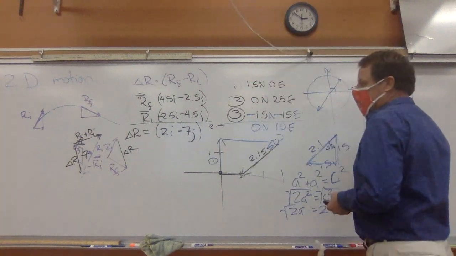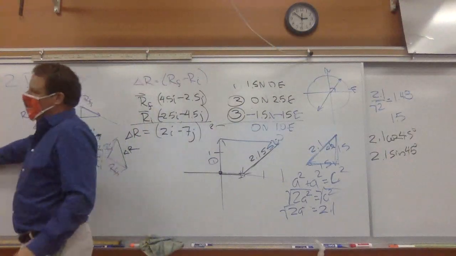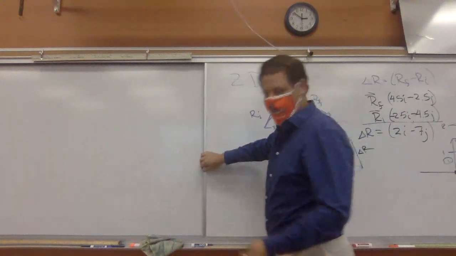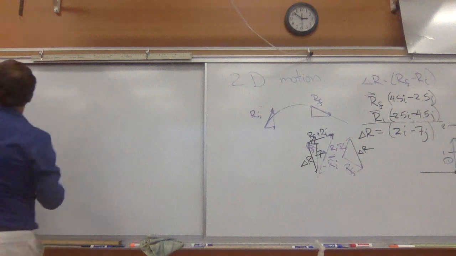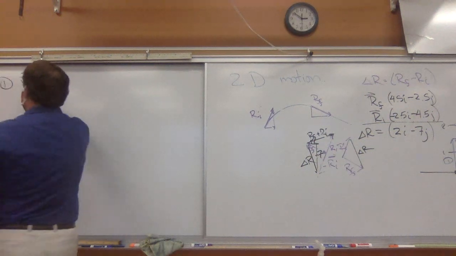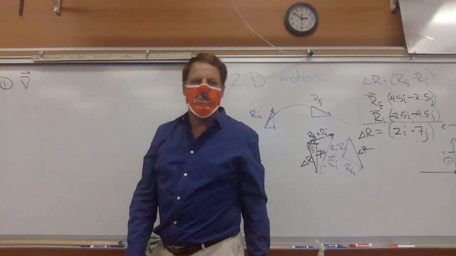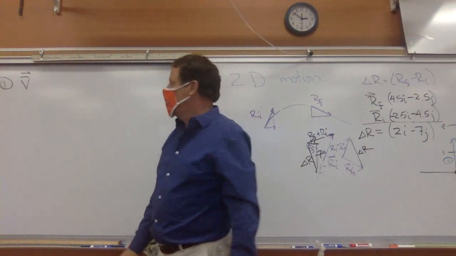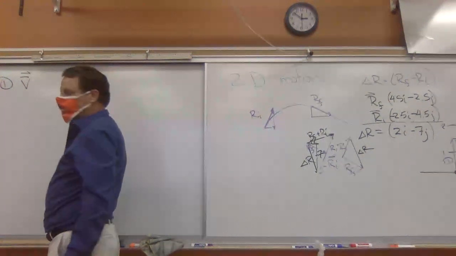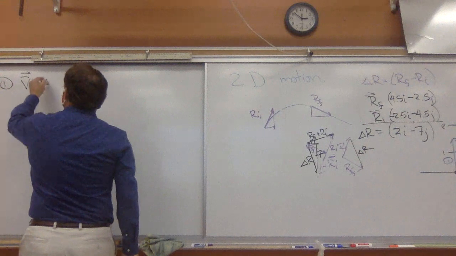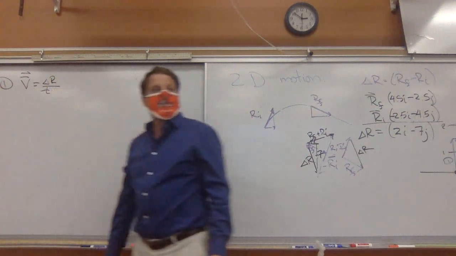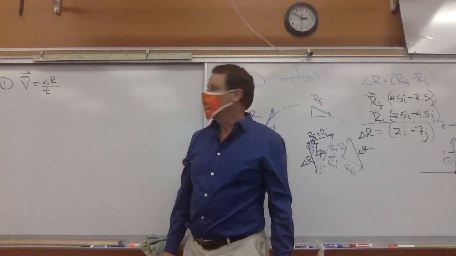Let us look at equation number 1, delta V. That's the average velocity. Remember that the bar over it means average, and the arrow over it means it's a vector. That's going to be equal to delta R over T.